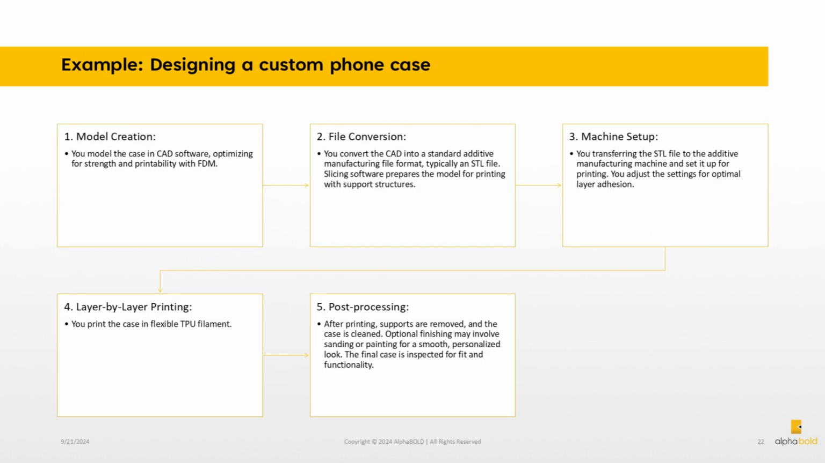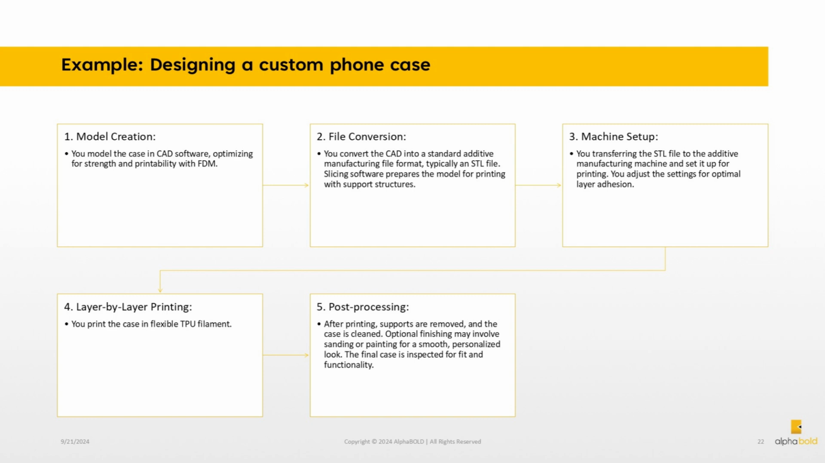Example: designing a custom phone case. 1. Model creation. You model the case in CAD software, optimizing for strength and printability with FDM. 2. File conversion. You convert the CAD into a standard additive manufacturing file format, typically an STL file. Slicing software prepares the model for printing with support structures.